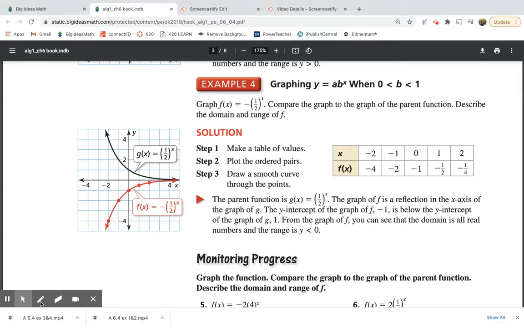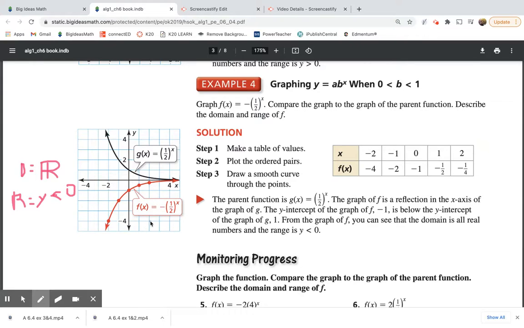So to state our domain and range, looking at domain, that's your x. It continues that way and that way. So domain, as it will be most of the time on these, is all real numbers. Range, your y. It's going down forever and it never crosses 0, so y is less than 0.